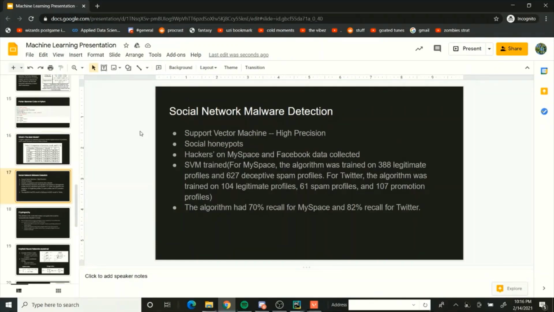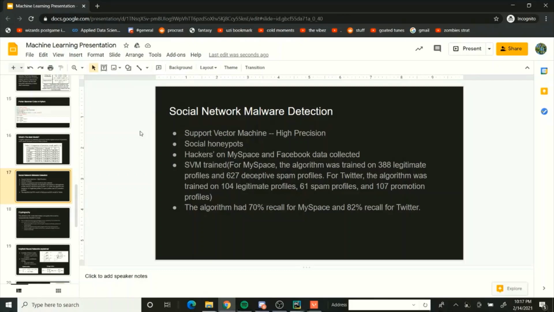Okay, and as for social network malware detection, a support vector machine was used for detecting malware spreading and performed well with a high precision, meaning a low rate of false positives. The project made use of social honeypots to serve as a trap, and basically social honeypots are accounts or places that purposefully have a high vulnerability. So the attackers try to penetrate vulnerable areas. Therefore, on MySpace and Facebook, they went for the social honeypots.